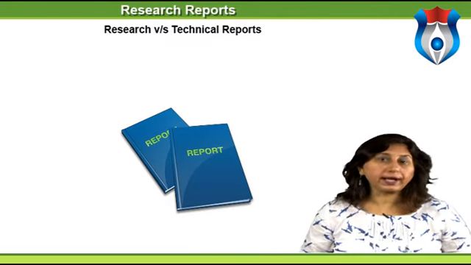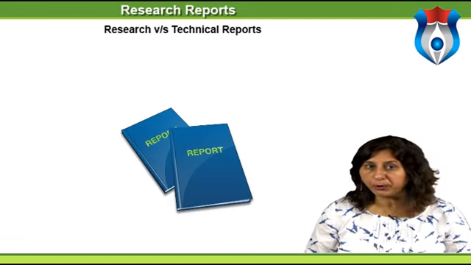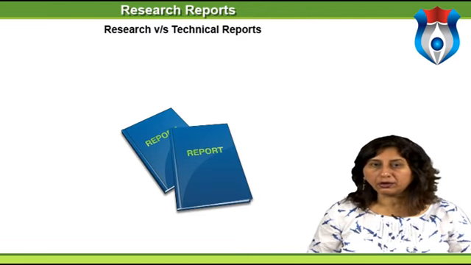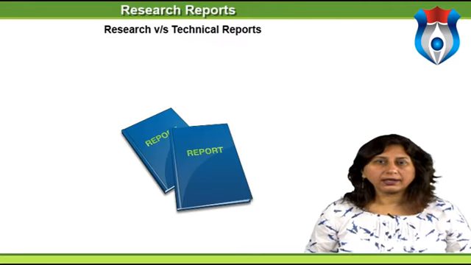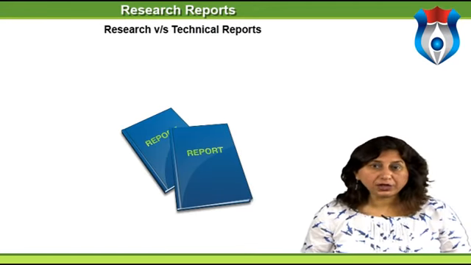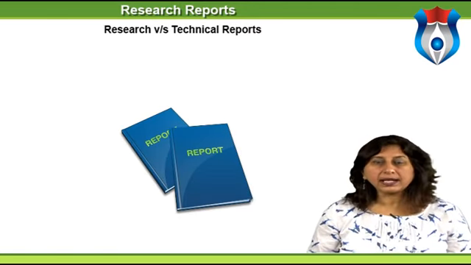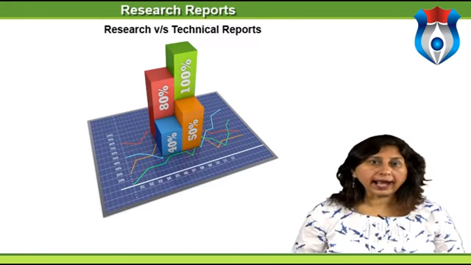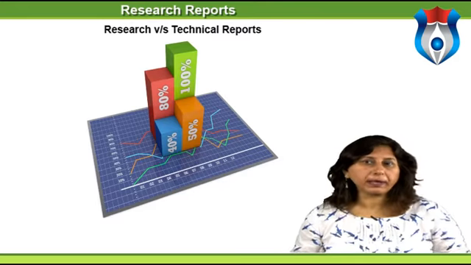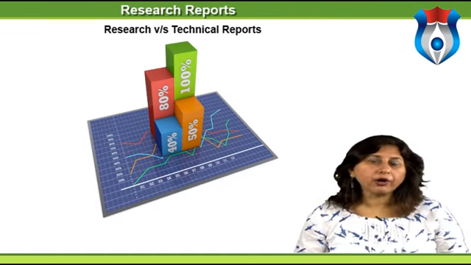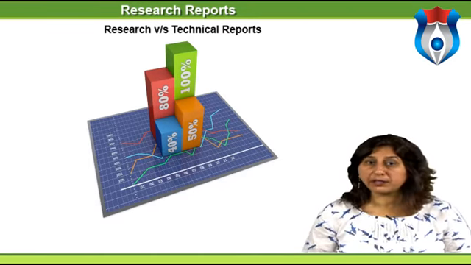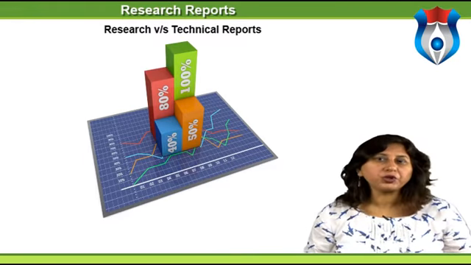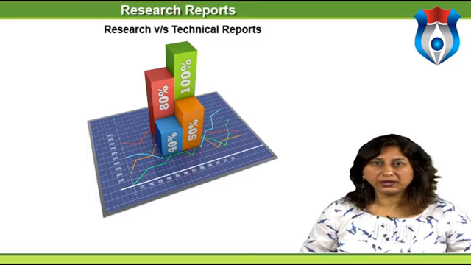Let us first find out what research reports are. Research reports or academic reports are those reports which are prepared by students in their course of study or attaining a degree. These reports are generally research reports as they are prepared keeping in view a research problem. They are also known as thesis or research papers. A research or academic report is different from a technical or business report. Let's know the major differences between the two.